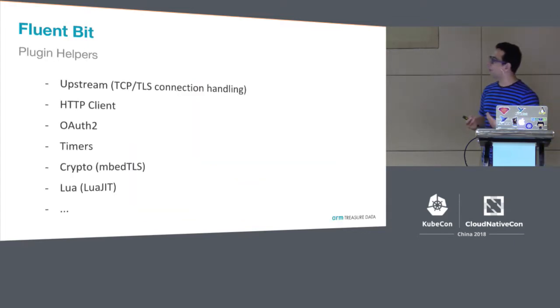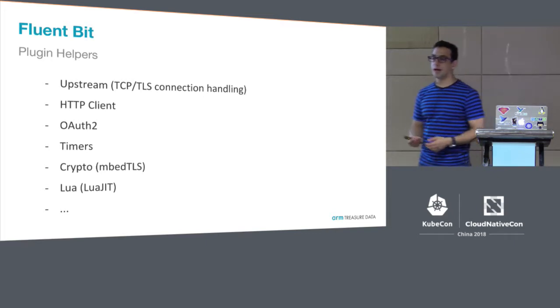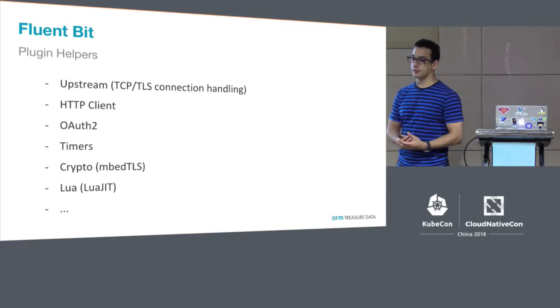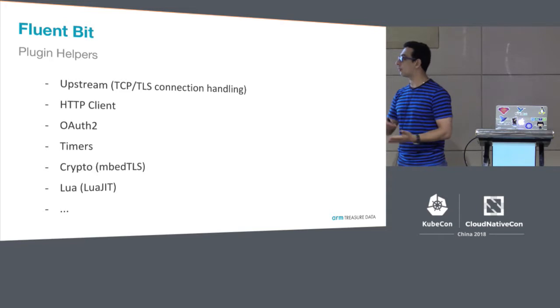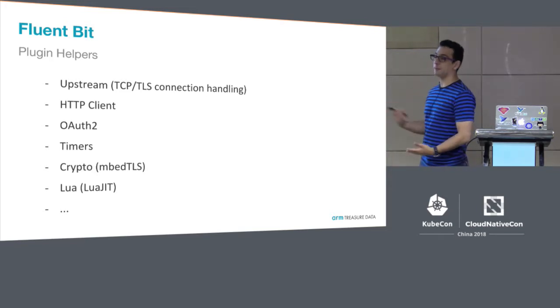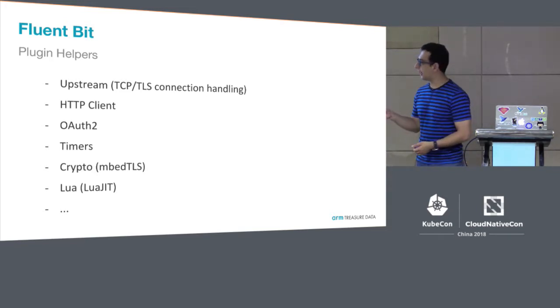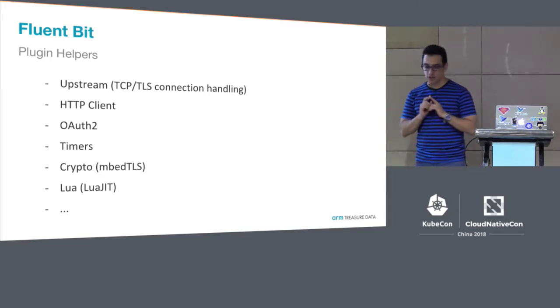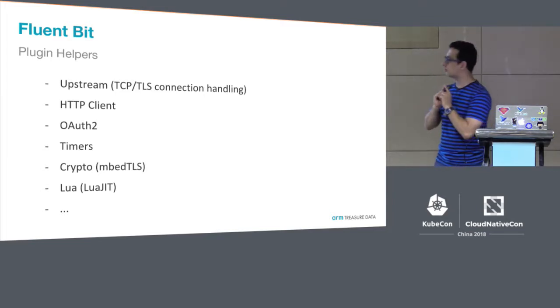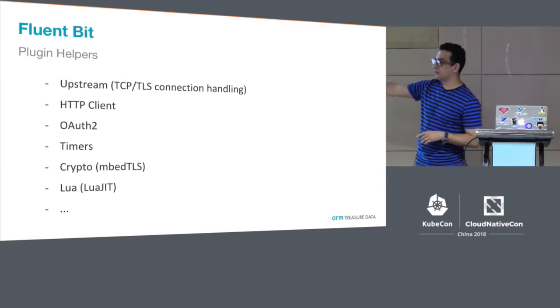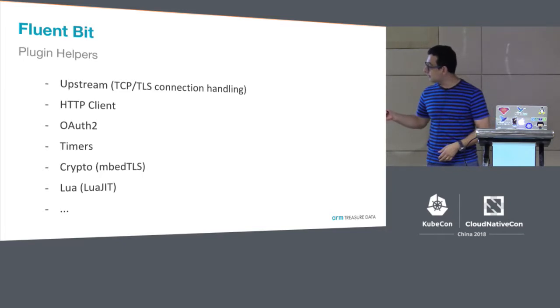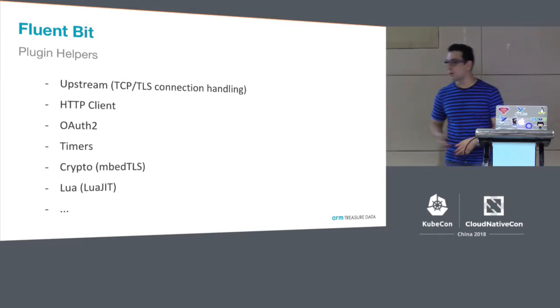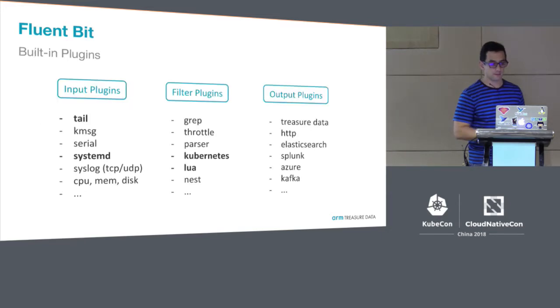So when I say that we have an API, I also say that we have built-in helpers. Because if you are a developer extending Fluent Bit, you need things like upstream connections, something that handles the connection for you. You need an HTTP client. For example, Google Stackdriver uses OAuth 2 as an authentication mechanism, so we provide a helper for that. Timers, crypto libraries, and Lua. I'm going to explain about Lua in a few seconds.